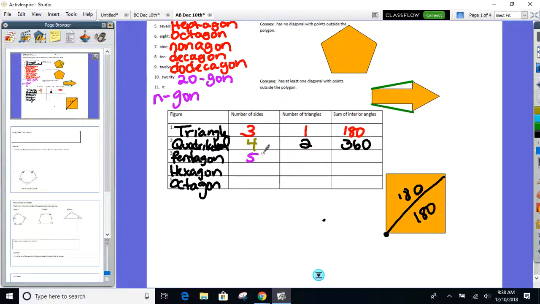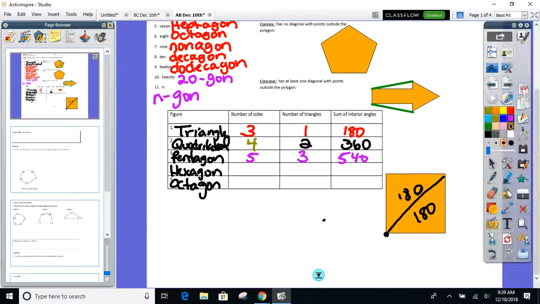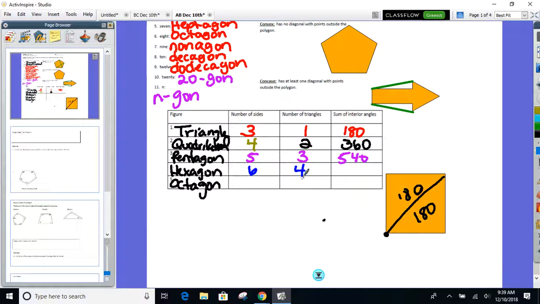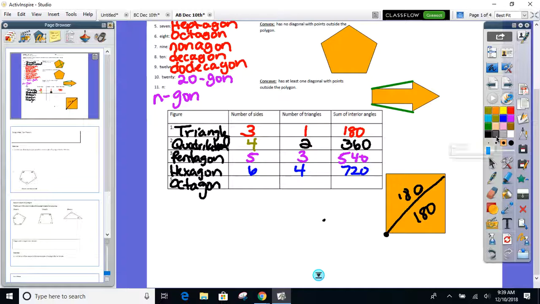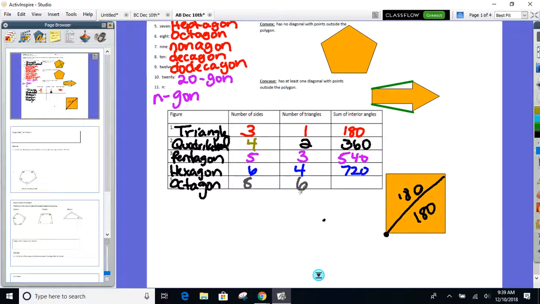Pentagon, 5 sides. How many triangles did it form? 3, and all of them have 180 degrees. So how many total degrees in a pentagon? 540. Nice job. We know a hexagon's got 6 sides. How many triangles did it form? 4, all totaling 180, so 720 degrees. Let's keep this train rolling. One more. Octagon's got 8 sides. How many triangles? Okay, a little pattern there. So 1,080 degrees. What's the pattern here?